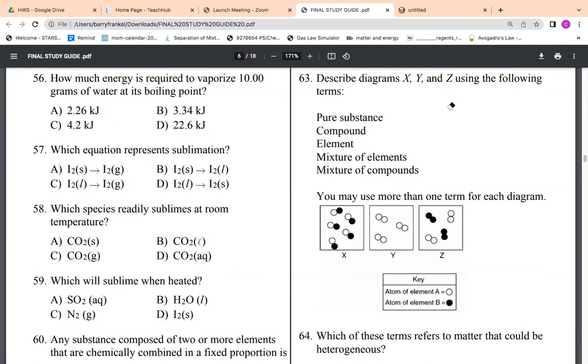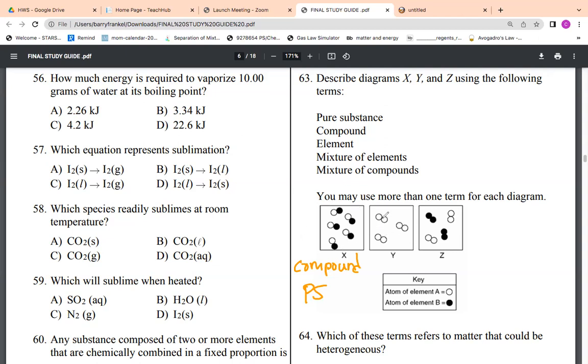This was also a question on a lab, okay? This is a short response question, okay? So you can use multiple things to describe each of these. So X, this is showing two different atoms, and they are literally drawn next to each other. So this is representing a compound, and compounds are also considered pure substances. Okay, so that's how we can classify X.